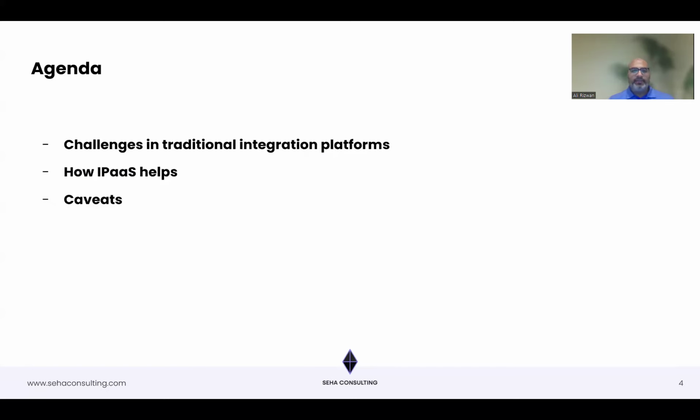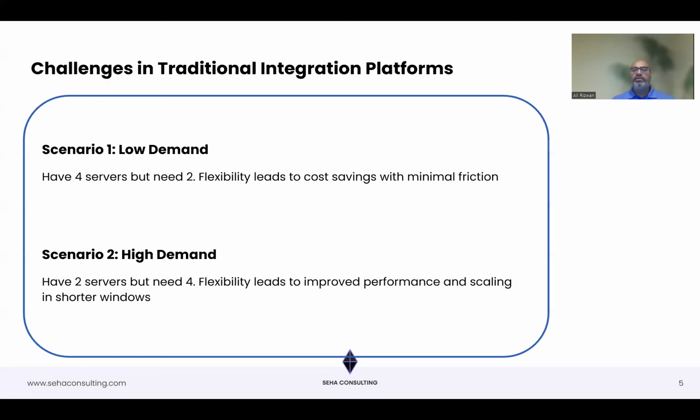So, agenda for today. As I mentioned, we're going to talk about challenges in traditional integration platforms, how iPaaS, integration platform as a service, helps, and the caveats. So, what are the key challenges? Mainly, it's the flexibility. You've got low demand, you've got too much demand, right? How do you balance that? How do you balance your workloads between these two situations, right?